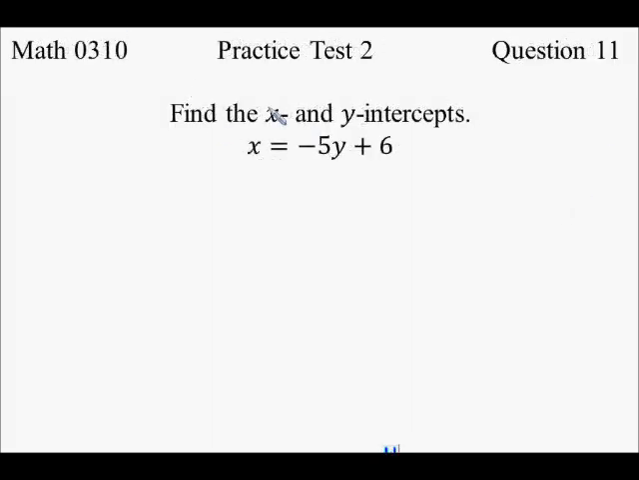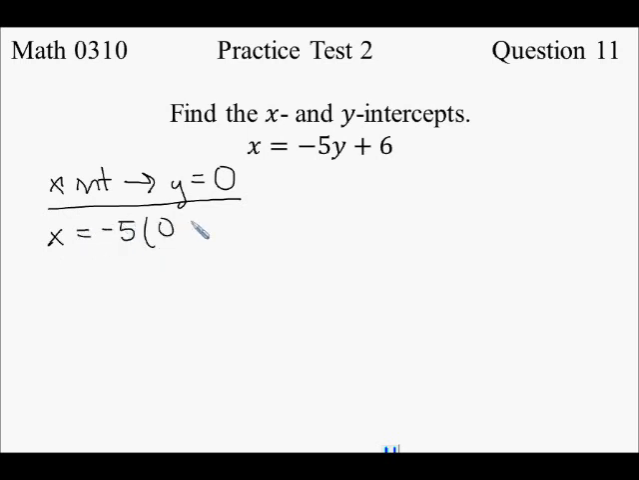Alright, question 11 says find the x and y-intercepts for x equals negative 5y plus 6. If we remember back in question 7, we said that an intercept is when the opposite variable is 0. So we're basically going to be doing the same thing here. So if we're finding the x-intercept, then that means we're going to be looking at when y equals 0. So to find the x-intercept, we think of y as 0. So we have then in our equation x equals negative 5 times 0, if y is 0, plus 6.